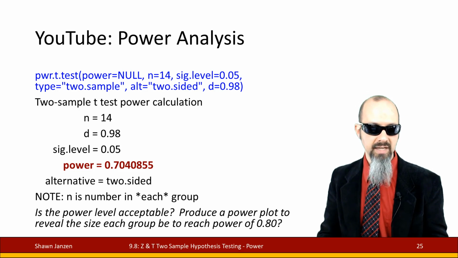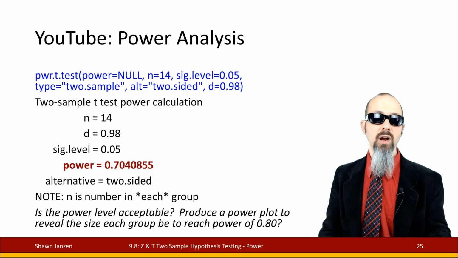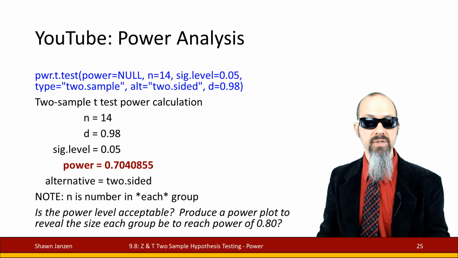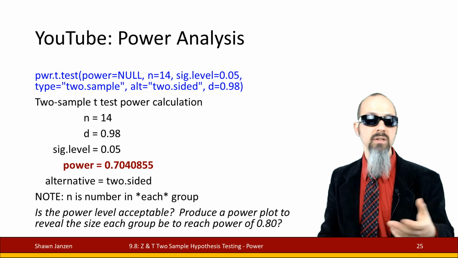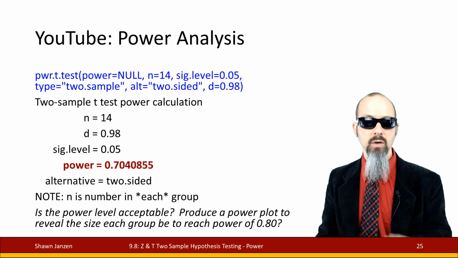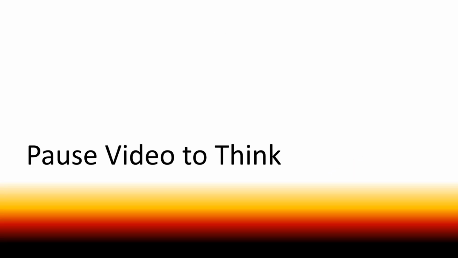The YouTube guys are going to be sad because that's not 0.8. It's not far under 0.8, but it's far enough that they need to be concerned about it. So is the power level acceptable? Produce a power plot to reveal the size that we should be using. So go ahead and take a moment to see if you can figure out how to do that, and come back.